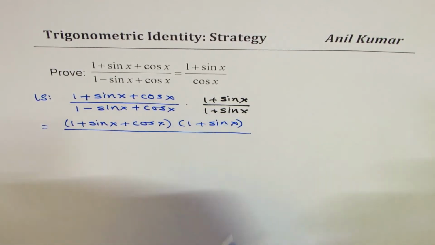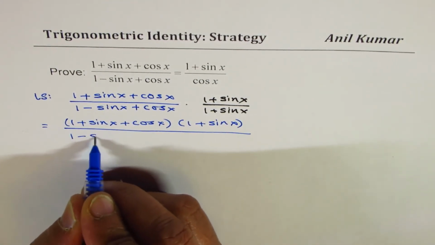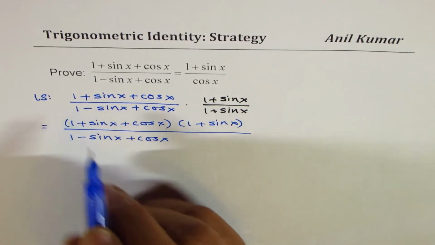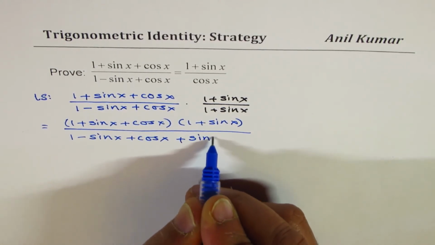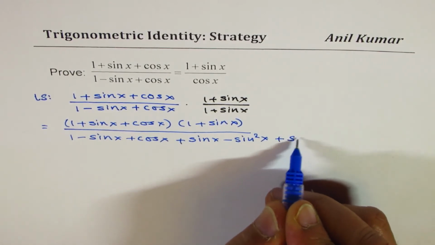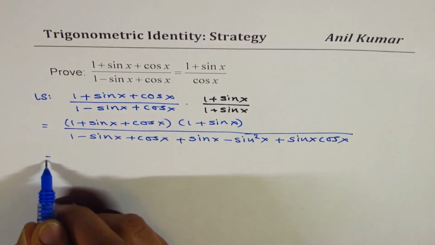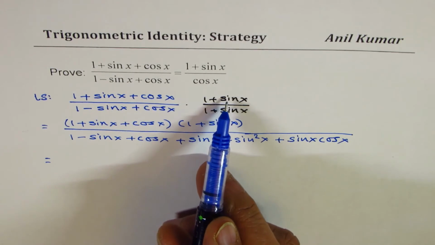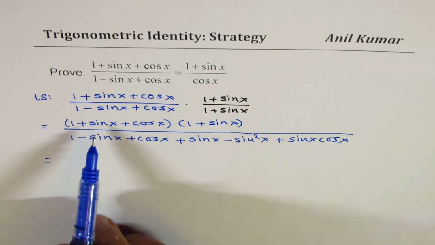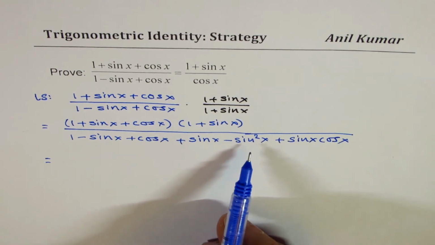In the denominator, we will get 6 terms. First, multiplying by 1, we get 1 minus sin x plus cos x. Now multiplying by sin x, we get plus sin x minus sin square x and plus sin x cos x, correct? Now if you look at it, we have the numerator part, which is 1 plus sin x. We want the denominator to reduce to cos x and cancel out this factor. Can we do it? So have a close look at it.